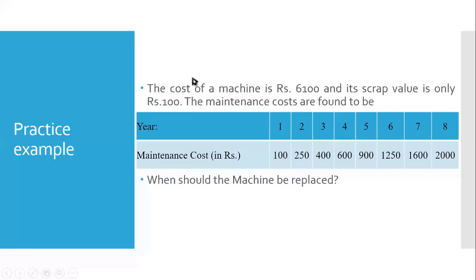For this case, the cost of the machine is 6,100 rupees and the scrap value is only 100 rupees. The maintenance costs for 8 years keep increasing from 100 rupees up to 2,000 rupees for the 8th year. We have to find out when the machine should be replaced. So start filling up the tables and find out the year at which we have to replace the machine. Start solving.